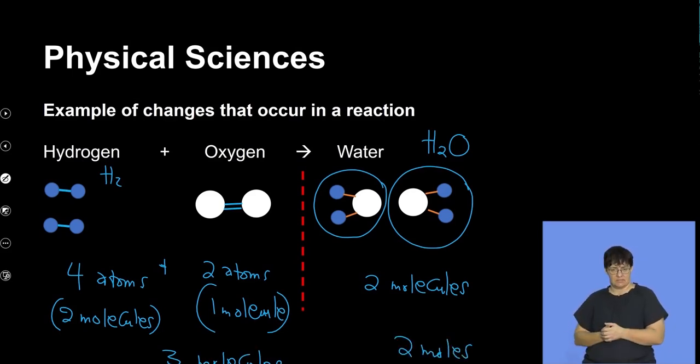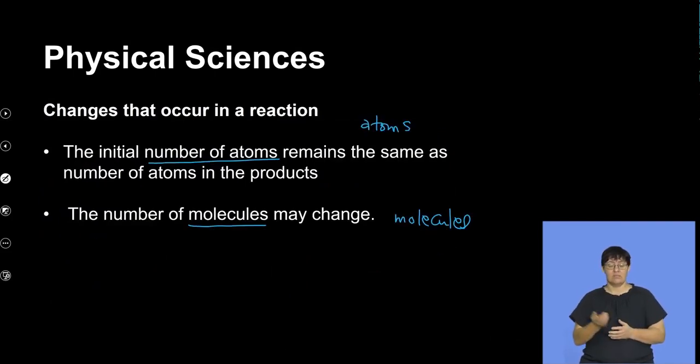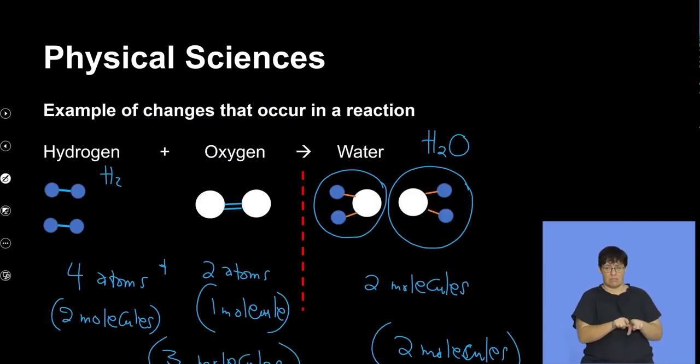There is a reason why the number of molecules does not necessarily remain the same: these substances actually react with each other in fixed ratios. So if we go back to that statement, it says the initial number of atoms remains the same. Is that true? Yes. On the left, we've got 4 atoms of hydrogen and 4 atoms of hydrogen on the right-hand side, while on the left-hand side, 2 atoms of oxygen, and 2 atoms on the right. But the number of molecules does not necessarily remain constant, right?